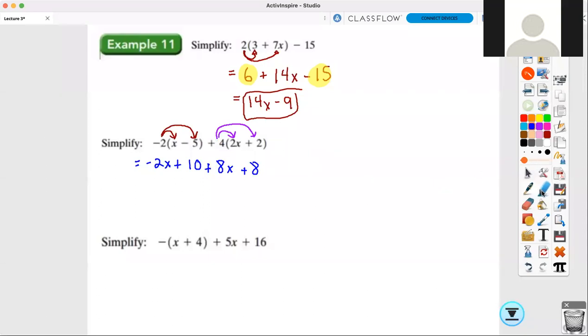Now we do like terms. What can I combine -2x with? 8x. Good. Now what can I combine 10 with?